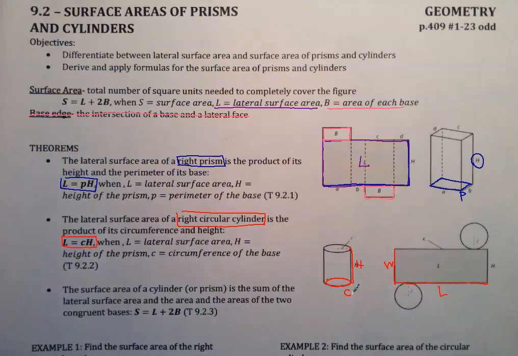Okay, so then the last theorem that we have down here is the surface area of a cylinder or a prism. So now we're changing to surface area, not lateral. This is like total surface area, bases included. Okay? S equals L plus 2B. So in order to find the surface area, we have to find the lateral surface area, and then we also have to find the area of our bases.